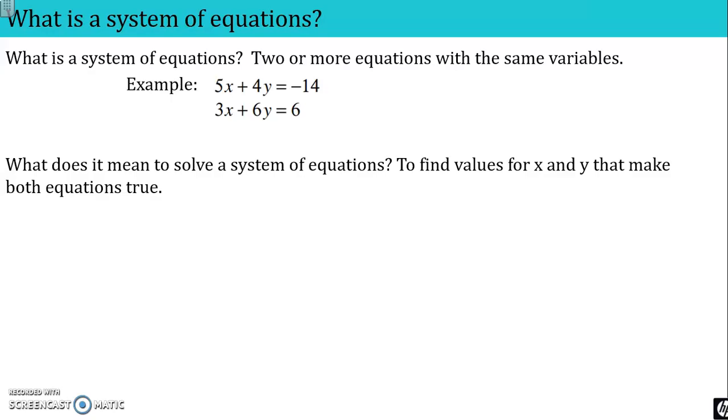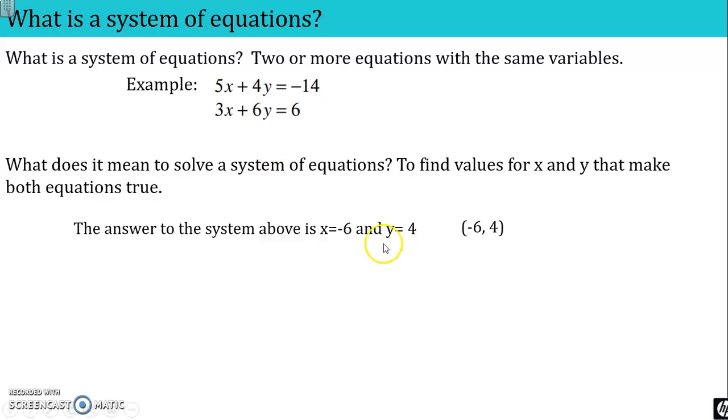So let's talk a little bit more about what I mean by make both equations true. The answer to this system above is x equals -6 and y equals 4. Oftentimes, solutions are written as an ordered pair. But why is this a solution? Why does that match the definition of what it means to solve a system? What it means is if I were to plug this x value and this y value back into either equation, it will make the equation true.